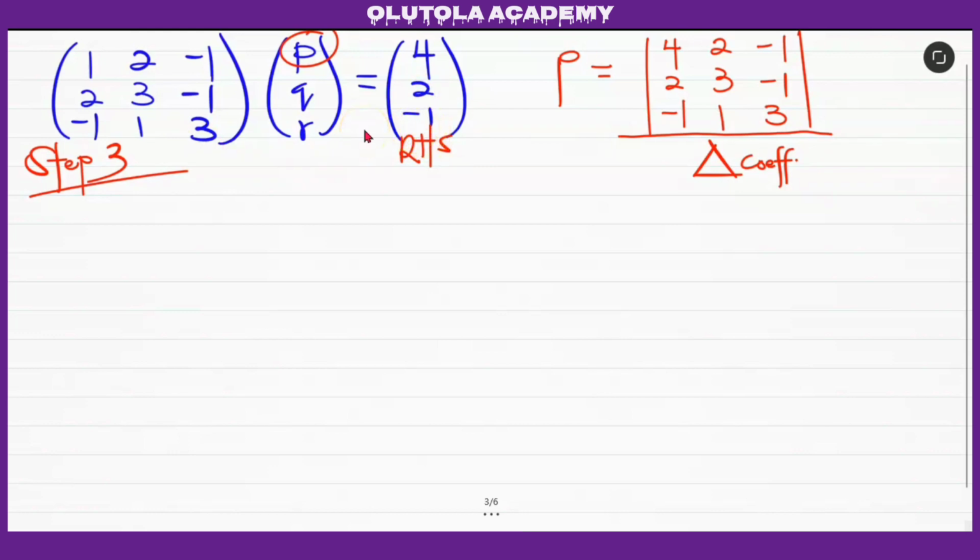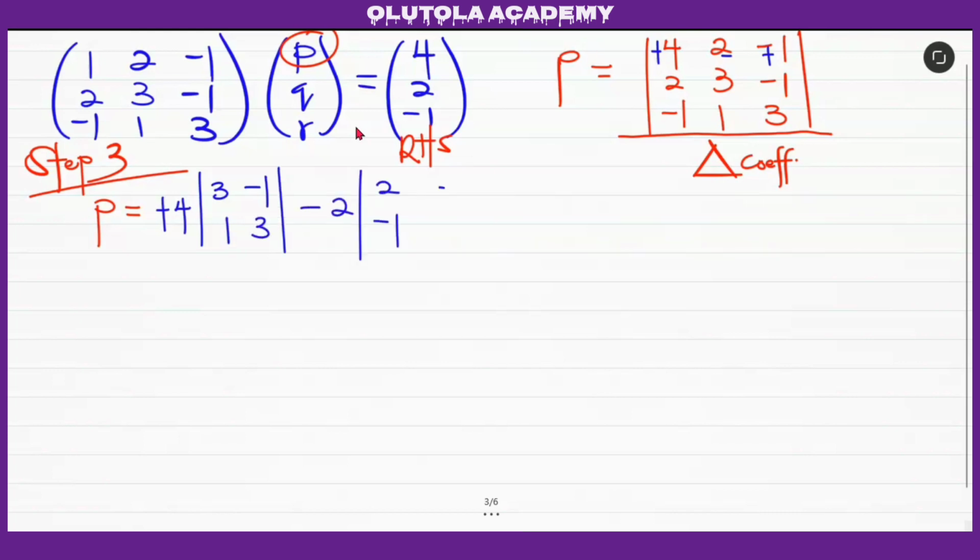So let's get P. I'll put my signs. We have this to be positive, negative, and positive. I have 4, 3, -1, 1, 3. I have -2, 2, -1, -1, 3. I have +1, 2, 3, negative 1, 1. Next is to evaluate this.